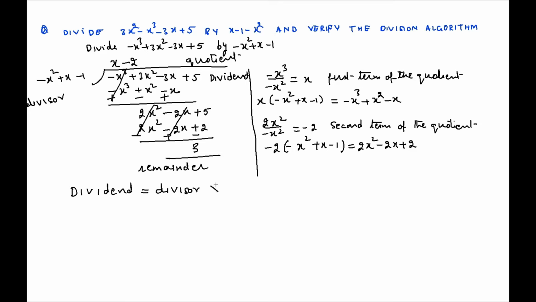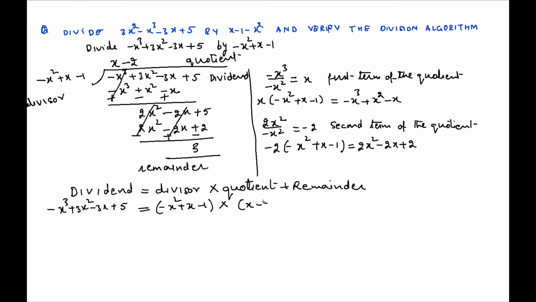Now you are to verify the division algorithm. So write dividend is equal to divisor into quotient plus remainder. So minus x cubed plus 3x squared minus 3x plus 5 is equal to minus x squared plus x minus 1 in one bracket, that is divisor, into x minus 2, that is quotient, plus 3, that is the remainder. Now multiply these two brackets.